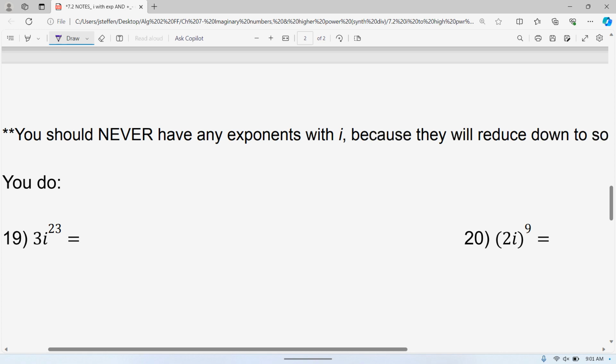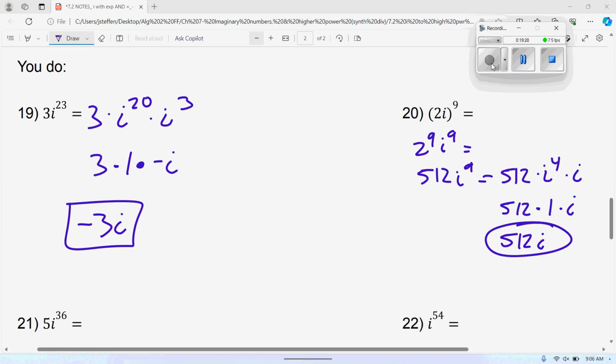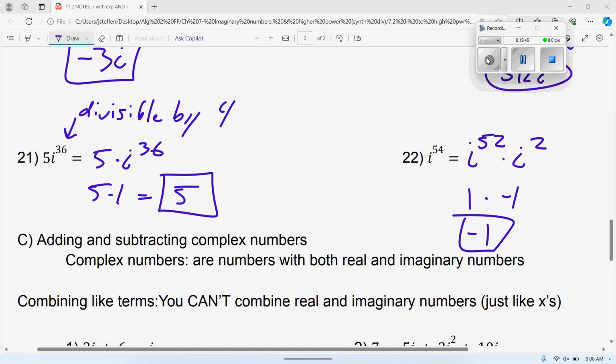Second. 19 and 20 up there, and that's how I would do them. 21 and 22 up in a second. That's the answer, 21, 22.